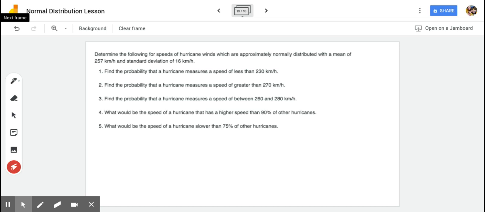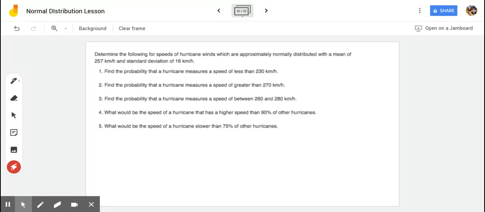Okay, so this example really will tie it all together. It's kind of a silly example. After we wrote it, we realized it was sort of silly because hurricane winds are really not normally distributed. They'd be a different shape, like a right-skewed shape, where more of them would be smaller. But just for the sake of doing an example with an average and a standard deviation, we can see the probability that a hurricane measures less than 230.